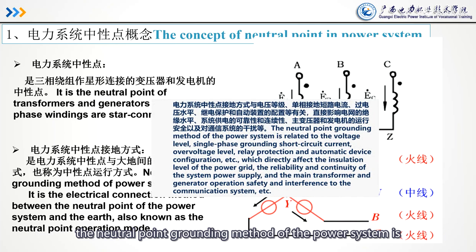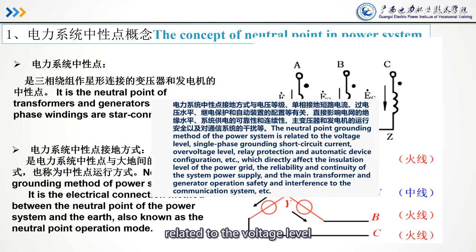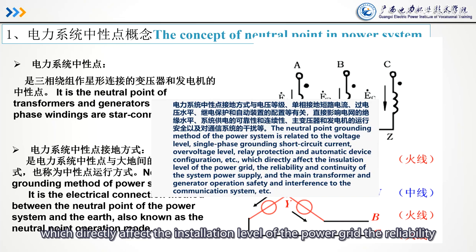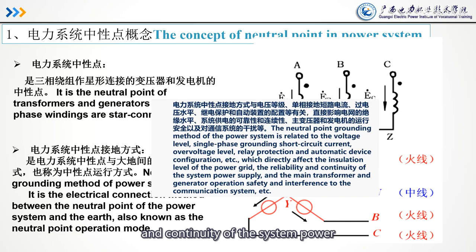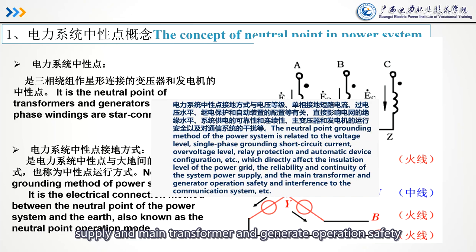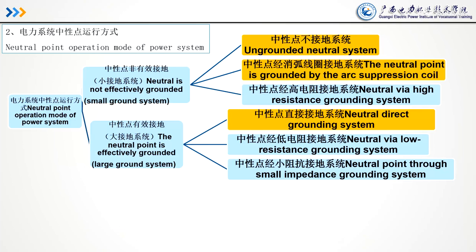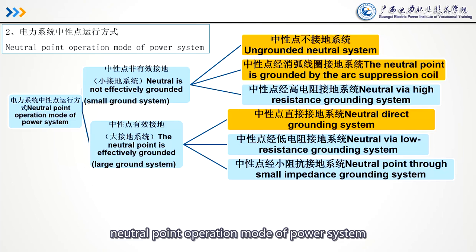The neutral point grounding method of the power system is related to the voltage level, single-phase grounding short circuit current, overvoltage level, relay protection and automatic device configuration, which directly affect the insulation level of the power grid, the reliability and continuity of the system power supply, the main transformer and generator operation safety, and interference to the communication system.